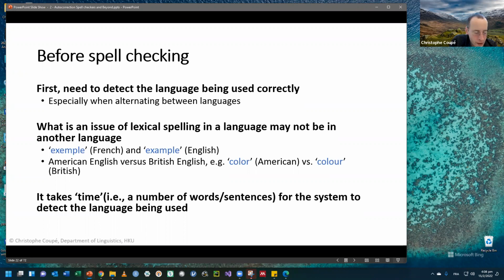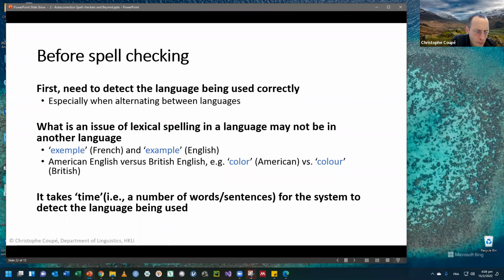And sometimes you write in English mostly, but then you want to quote a passage in French. So you are switching within the same document from one language to the other. It can happen in some circumstances. The point is that here, you may have something which is an error in the language, but not an error in another language. And we have this in French and English quite a lot. Exemple in French with I. Example in English with A. Aventure in French. Adventure in English with a D. No D in French. And many words like that, corresponding words like that.